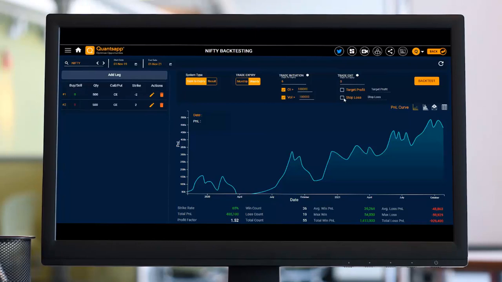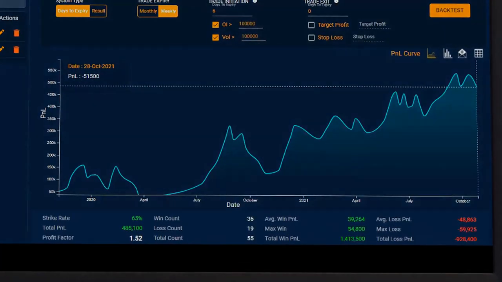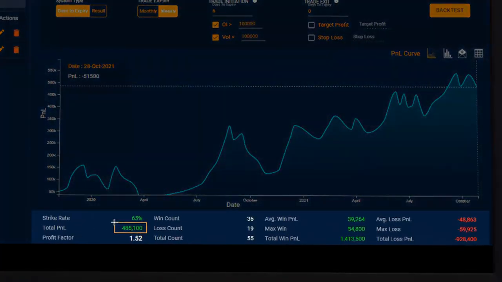So now once we have clicked on backtest, in next to no time the application has given us an output, wherein first we will get to see the cumulative PNL graph over here. Then we will get to see the strike rate of the strategy which we were initiating. So it is 65%. We will get to see the net PNL we would have made if we would have consistently initiated this strategy according to the parameters which we gave up till the selected time frame. So we would have initiated the strategy a total of 55 times, out of which 36 times the strategy would have given us a profit and 19 times a loss.